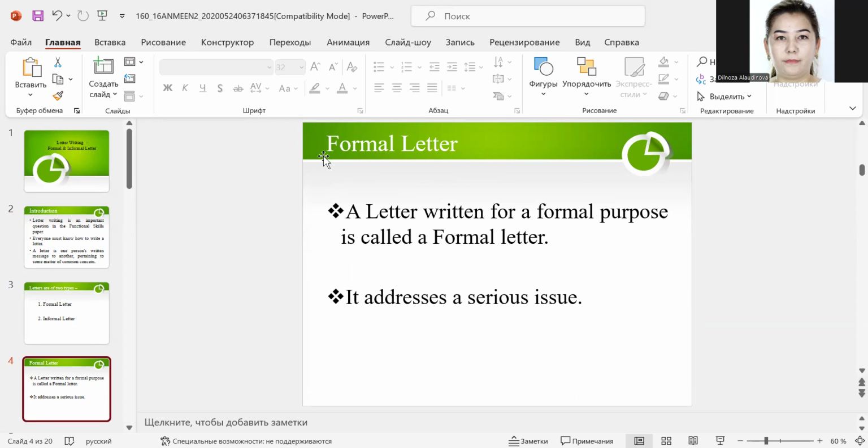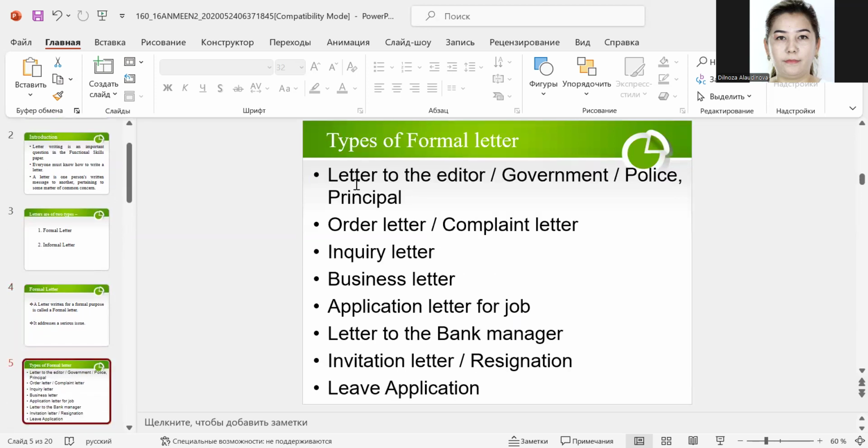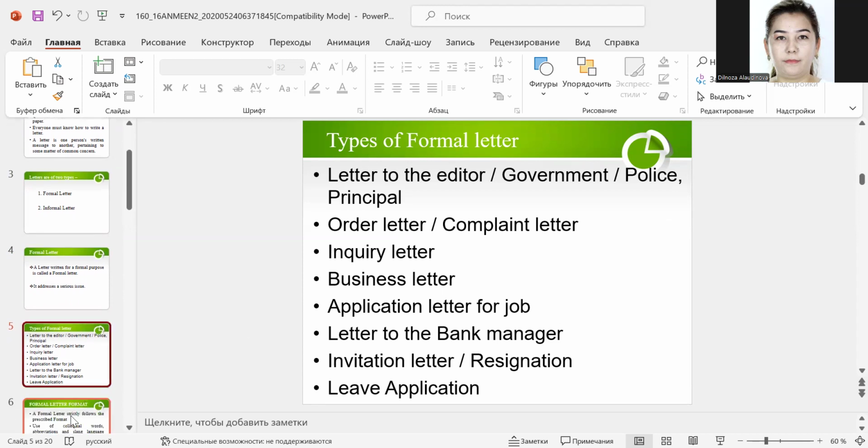What is a formal letter? A letter written for a formal purpose is called a formal letter. It addresses a serious issue. There are lots of types of formal letters also. For example, a letter to the editor, a letter to the government, a letter to the police principal, a complaint letter, inquiry letter, business letter, application letter for a job, letter to the bank manager, invitation letter, resignation, leave application.